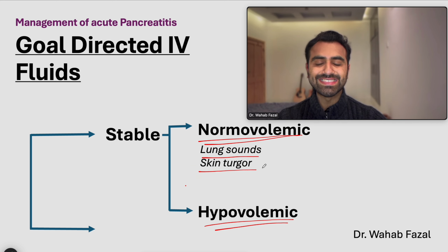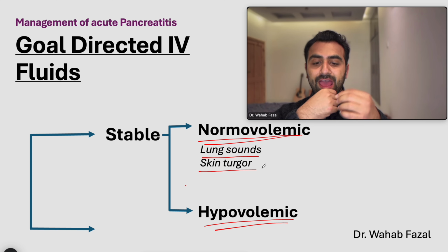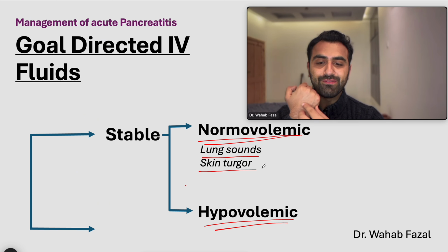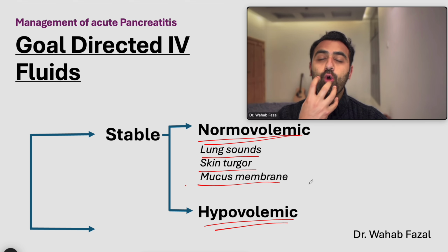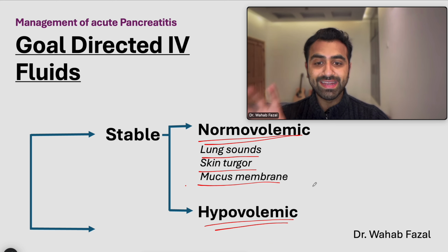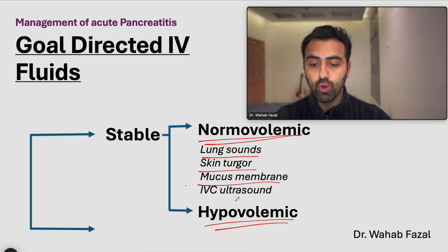Then you want to check skin turgor. Is their skin turgor fine? If they're very, very dehydrated, then the skin pinch time will be increased and skin turgor will be decreased. You also want to check their mucous membranes. You want to open their mouth and check. Do they look very, very dry? You might have heard this on the ward: the patient is very, very dry. That means their volume status is very, very low. And now in advanced centers, you can do a bedside IVC ultrasound to check.